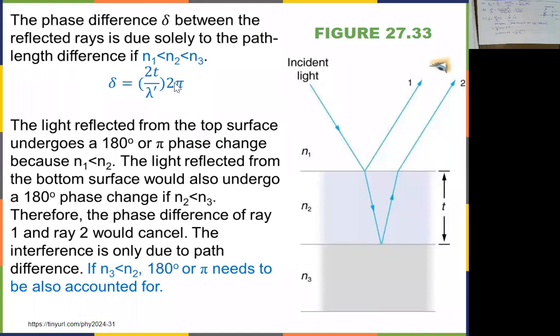Now in the other scenario, if your n3 is less than n2, so if this is a thinner medium and this is a thicker medium, then this ray will not have a phase change. That's the scenario we saw before. So be careful about the indices of refraction when you take a look at different rays to determine if they will have a phase change or not.